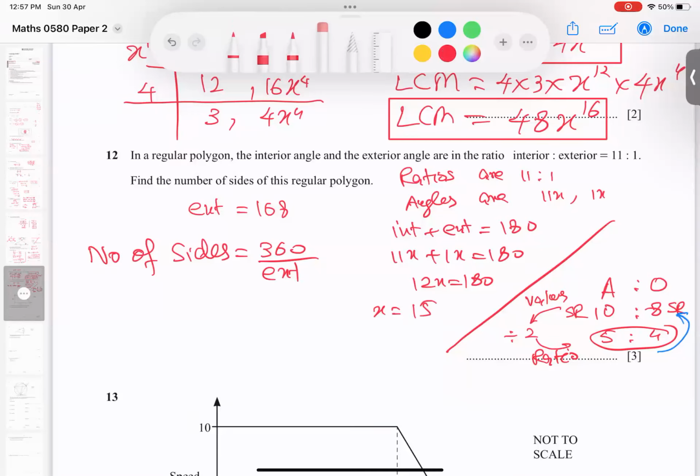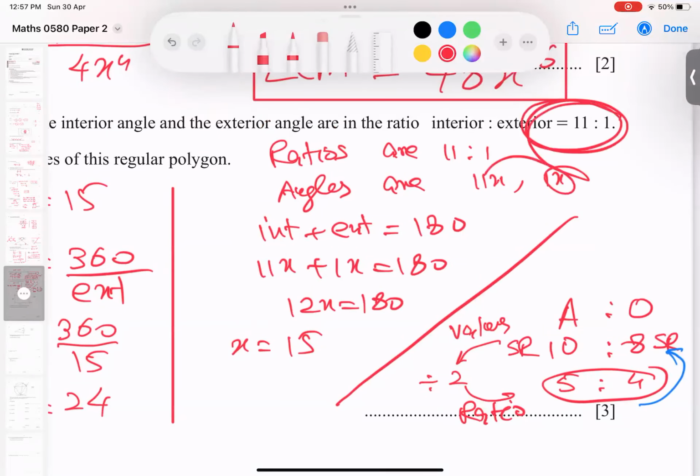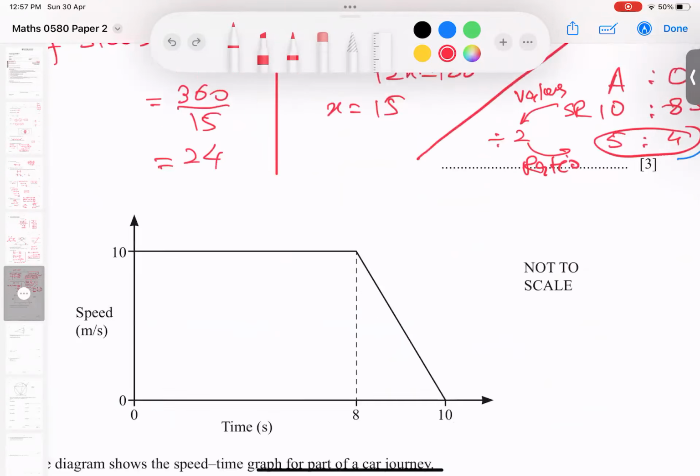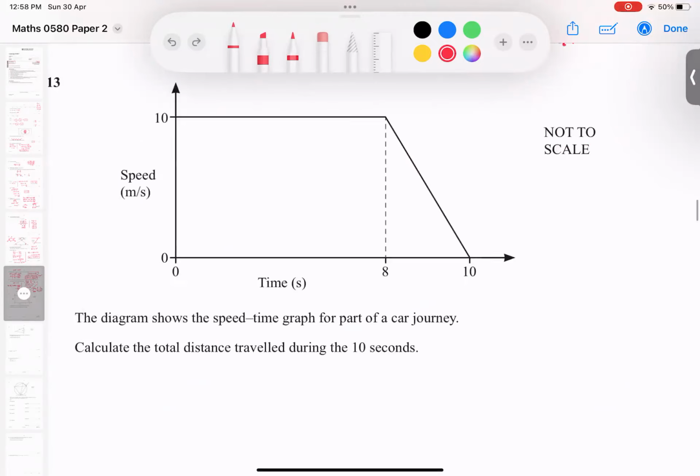Anyway, I got this 15. So now 360 divided by 15, I got the number of sides is 24. I hope so. The point is very, very clear. That is why whenever a ratio is given, multiply with one common element and it will give you angles or values or amounts or masses, whatever. I hope so. This concept is very helpful in the condition when the ratio is given.